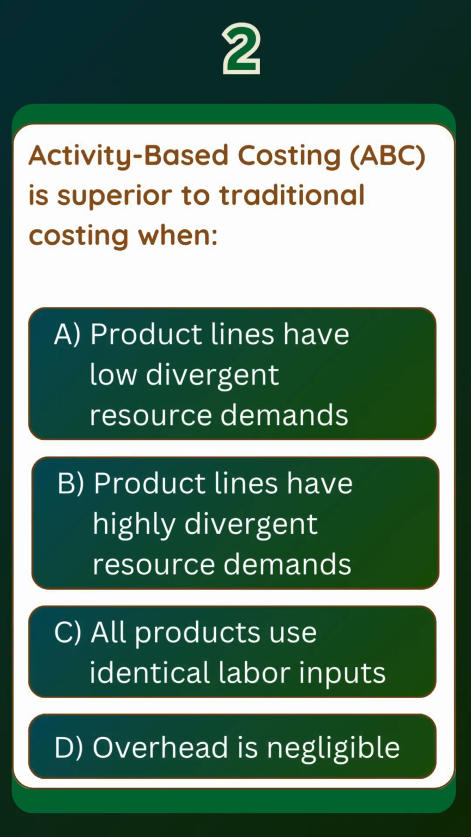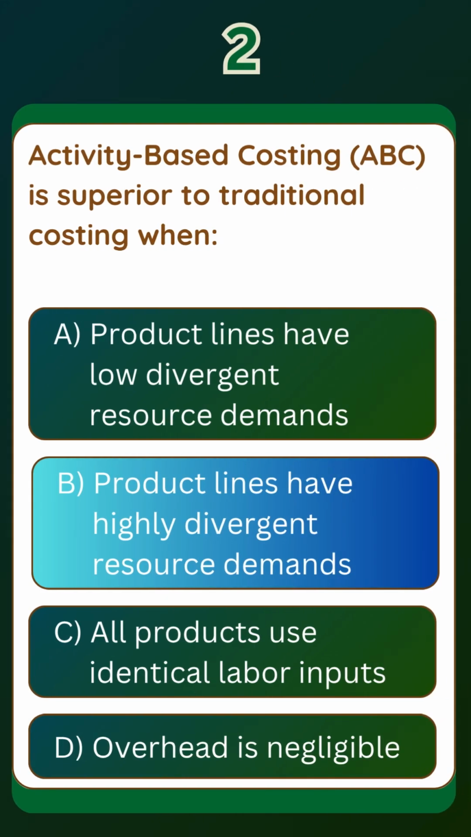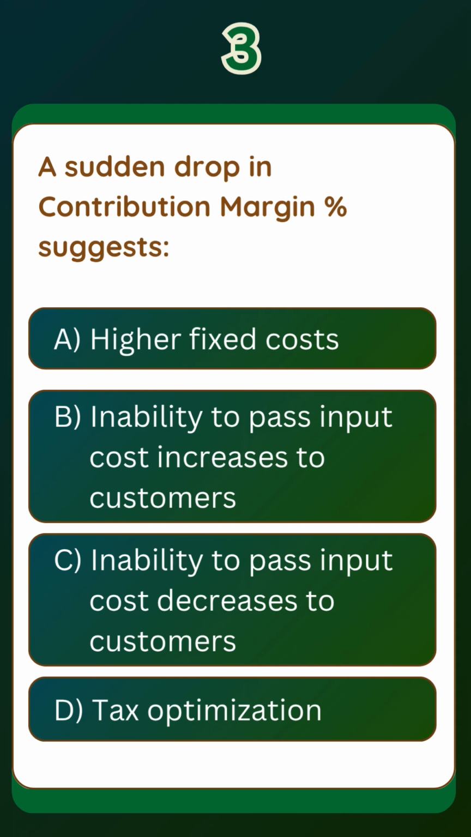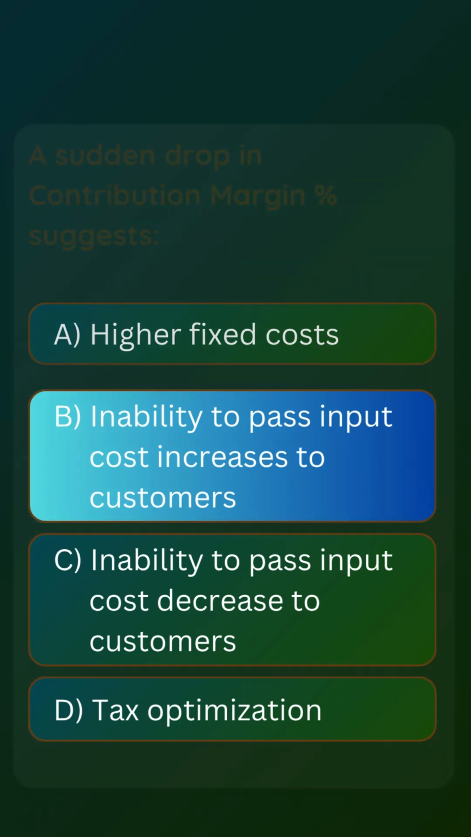Question 2. Activity-based costing is superior to traditional costing when? The correct answer is option B. Question 3. A sudden drop in contribution margin percentage suggests. The correct answer is option B.